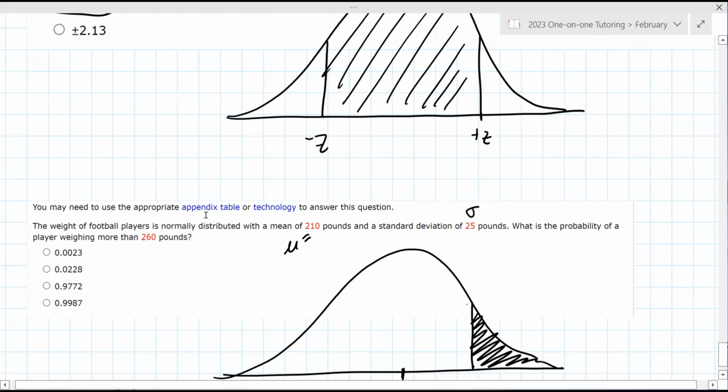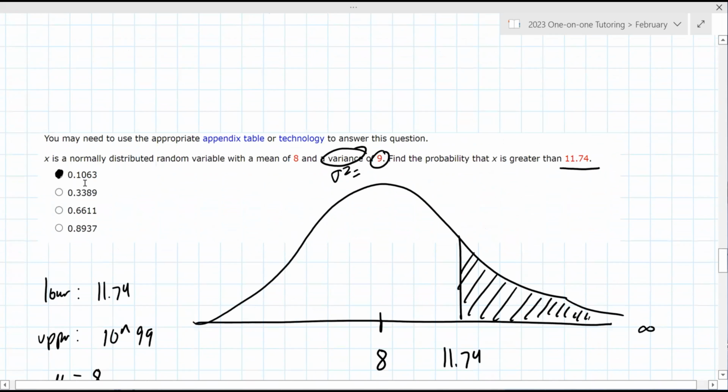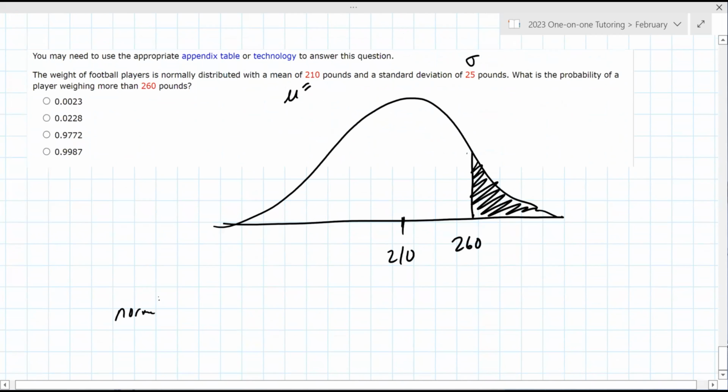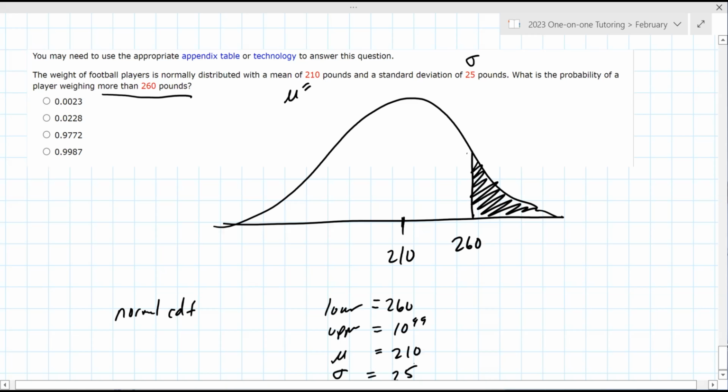Okay, more than 260. So this is the first type that we've been doing. This is not like the last three. So this is the second distribution, normal CDF. That's right. Okay, so in normal CDF, you need to know the lower, the upper, the mean, and the sigma. So the lower is 260 because it says more than 260. The upper is 10 to the 99. The mean is 210 and the sigma is 25. 0.0227228, okay. That's pretty good. Got it.